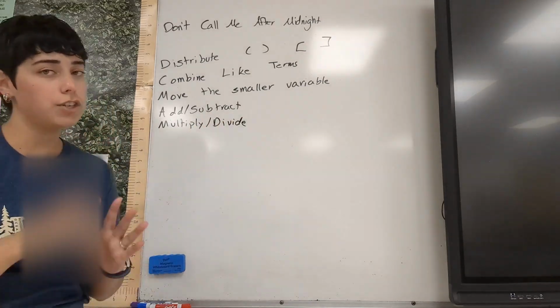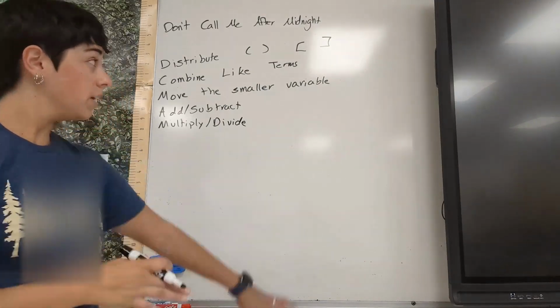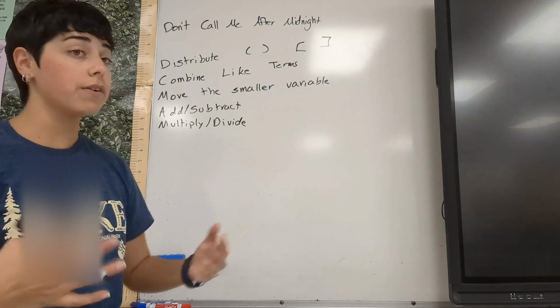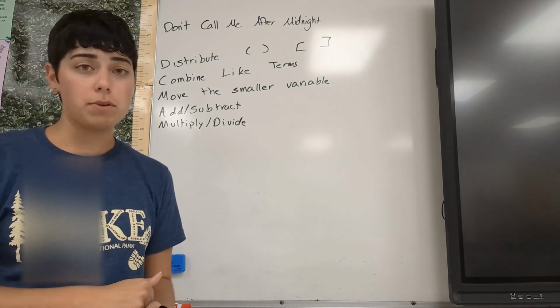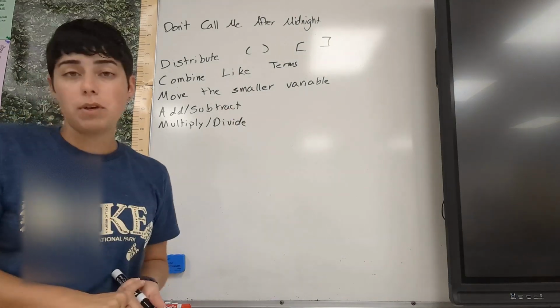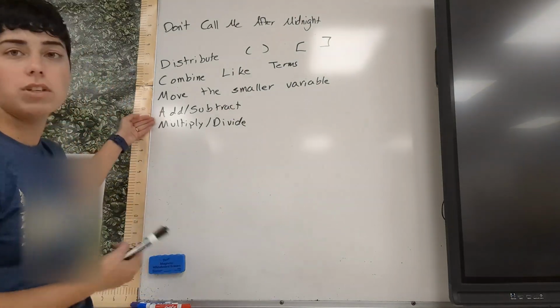And I want to emphasize you're not always going to use every single letter. You just have to use them in this order, whichever ones you use. This is the most helpful and direct way to solve a multi-step equation. This even works for one and two-step equations. It's just you'd only use the last two letters.